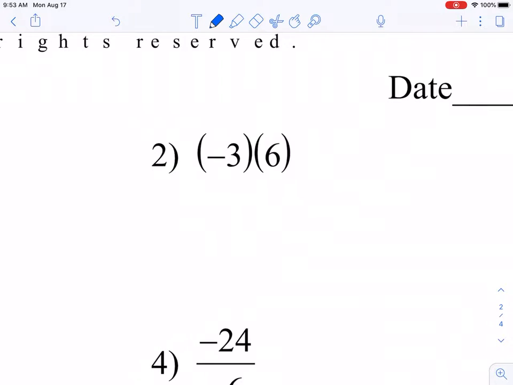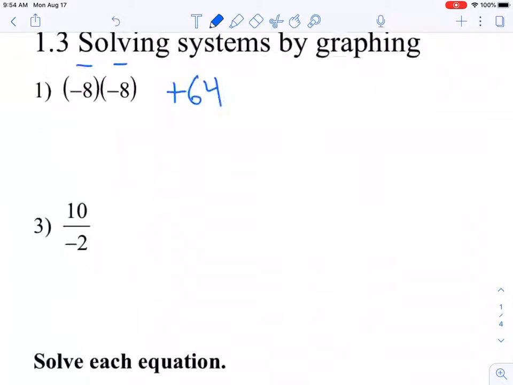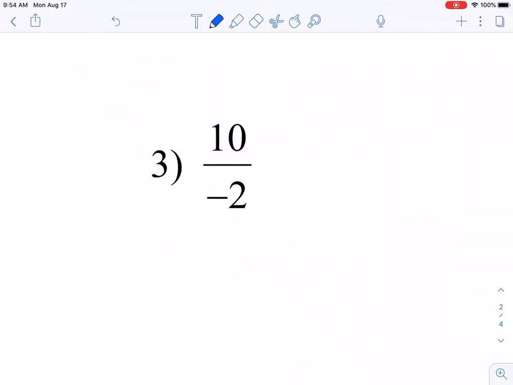In number 2, our signs are different. When our signs are different, when we're multiplying or dividing, we will get a negative answer. And then we'll work out 3 times 6 to get 18. In number 3, we have a positive 10 and a negative 2. Our signs are different. When we're multiplying or dividing, different signs will give us a negative answer. 10 divided by 2 is 5.